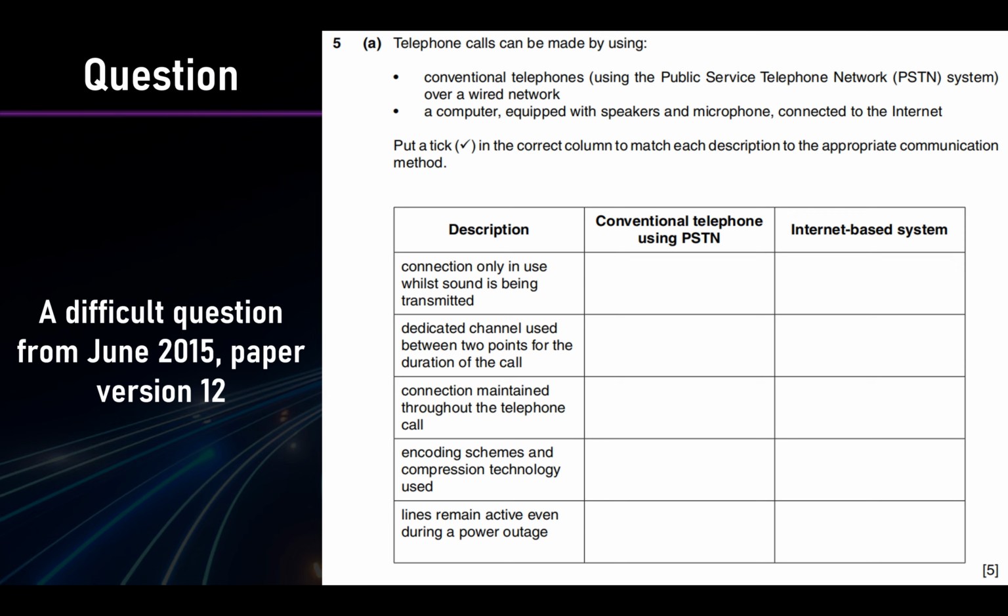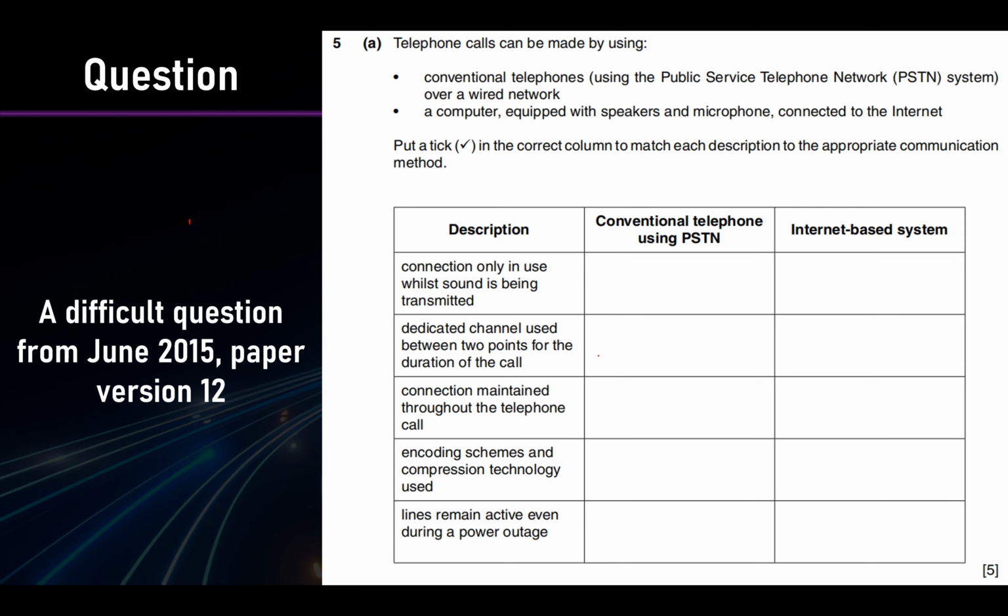So telephone calls being made using conventional telephones, using the public switched telephone network, the PSTN system, over a wired network. Or then the other situation where a computer, with a microphone, is connected to the internet. Put a tick in the correct column to match each description. And I think maybe some of them might have two, possibly.